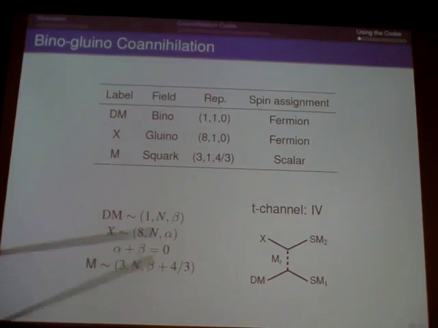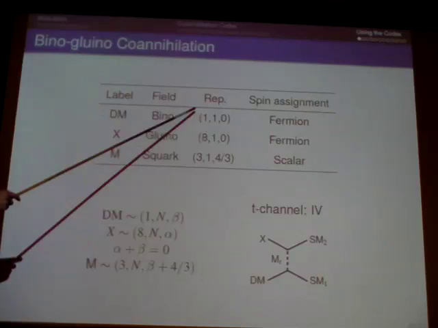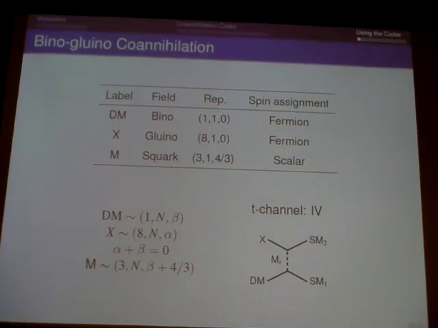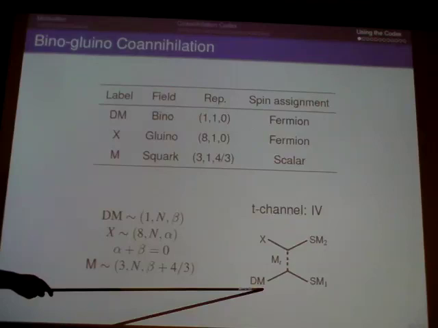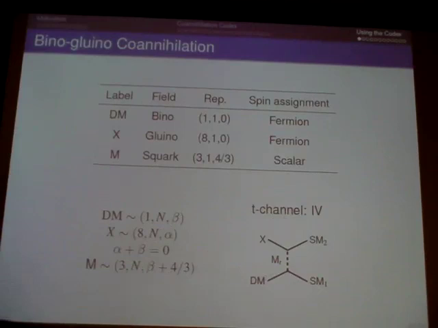And so we can see straight away that a vertex between the Bino, Gluino, and squark is not going to conserve SU(3). It's not going to be gauge invariant. So that means it can't be an S-channel model. So we go straight away to the T-channel tables. And with these spin assignments, we want the X to be a fermion, the mediator to be a scalar, and dark matter to be a fermion. So that means that the standard model particles both have to be fermions. And that puts us into this class 4 of the spin assignments in the T-channel table.